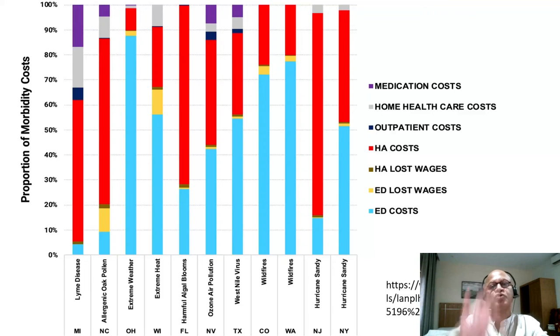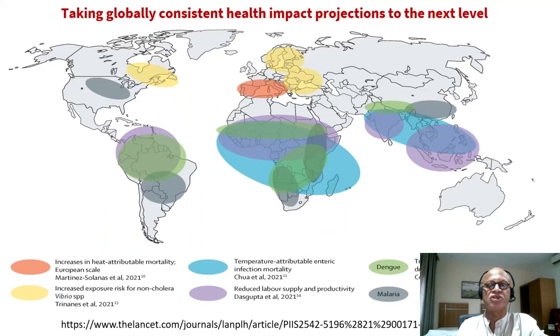Then you have to do that for the future. How will hurricanes change? How will hurricane impacts change? How will demographics change? How will sea level rise, storm surge, inundation change? And how that translates to health costs in the future.